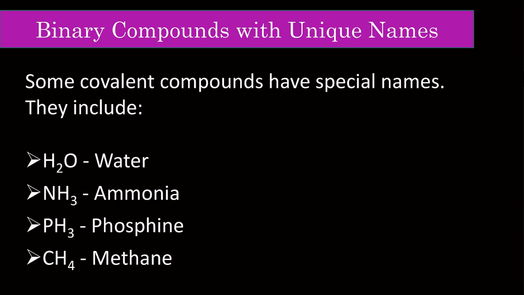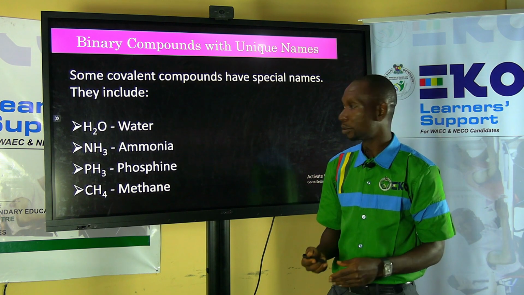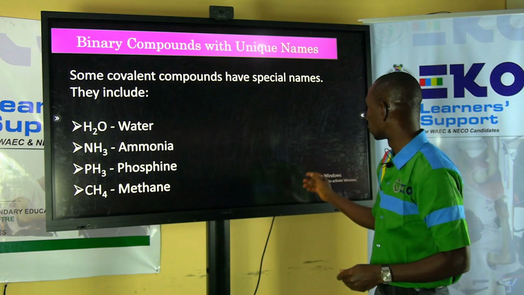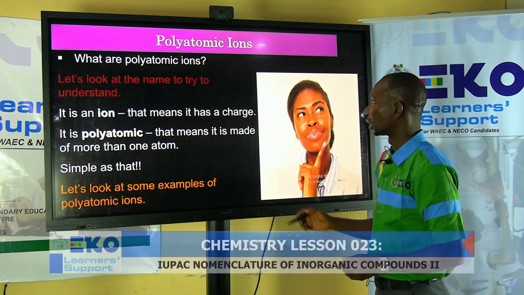Ammonia, NH3. PH3 is referred to as phosphine, and CH4 is referred to as methane, not carbon hydride. So these are a few exceptions to the rules that we have just looked at.